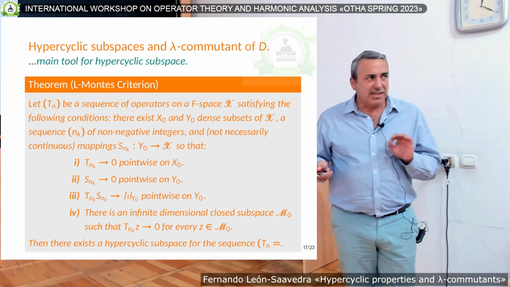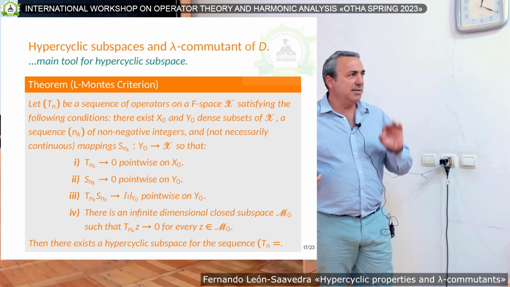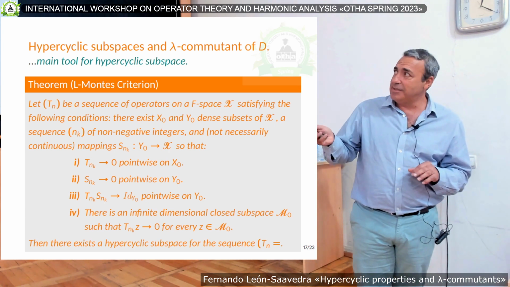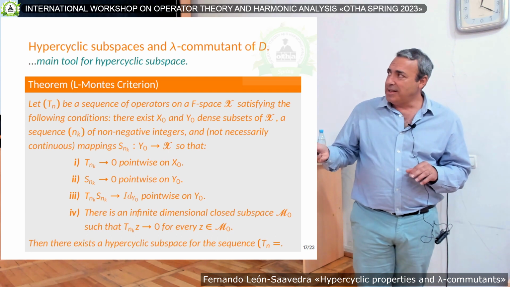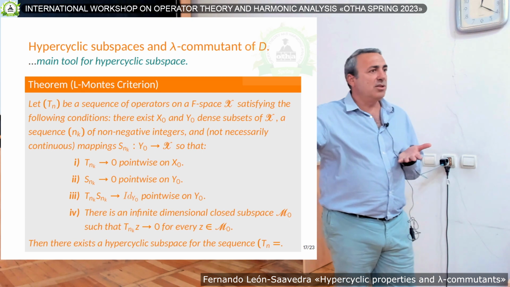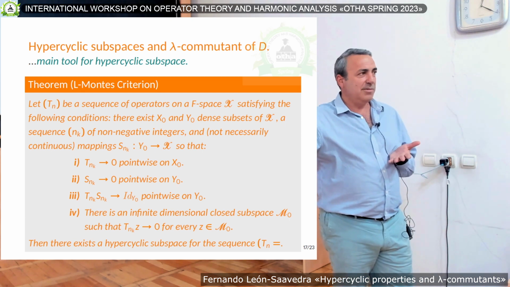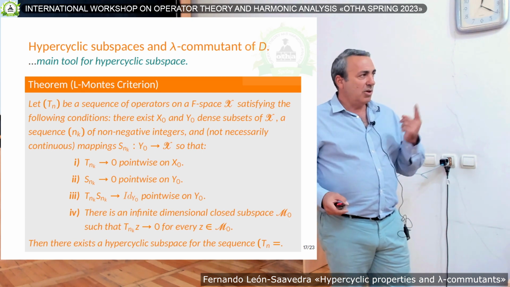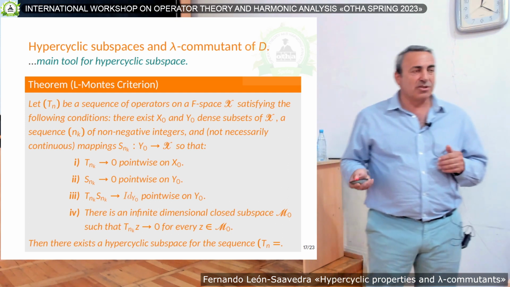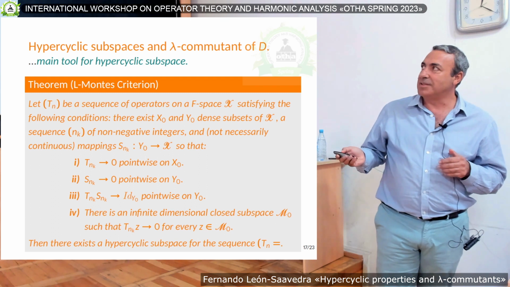So just a little: how to find a hypercyclic subspace? The same hypercyclicity criterion, plus an extra hypothesis. You also have control on an infinite dimensional closed subspace in the space. Not only do we have a hypercyclic vector, we have an infinite dimensional closed subspace of hypercyclic vectors.